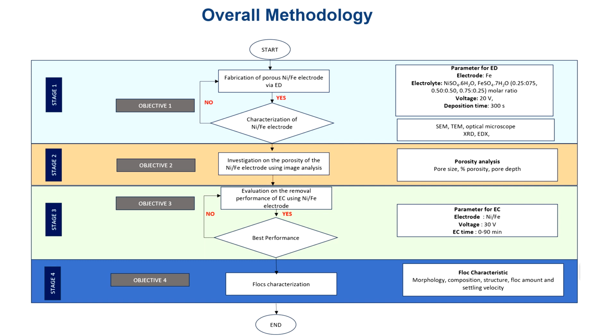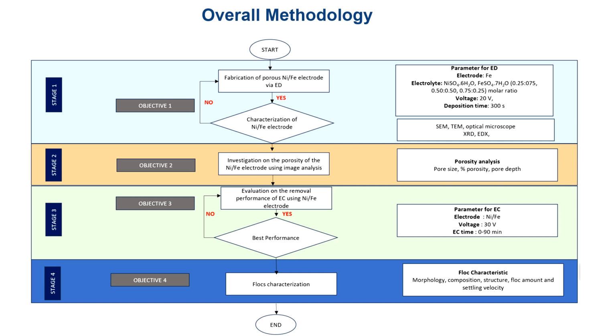And then stage 2 is the investigation of the porosity of the nickel-Fe electrode using image analysis. The porosity analysis involves pore size, percent porosity, and also pore depth. And then stage 3 is the evaluation of the removal performance of electrocoagulation using nickel-ferrum electrode, and to identify the best performance electrode. The parameters of the electrocoagulation are given here.